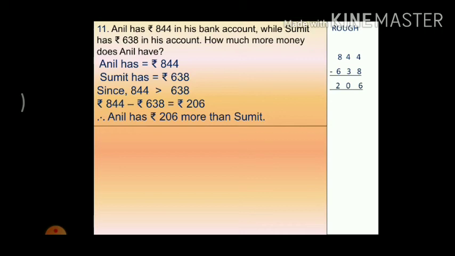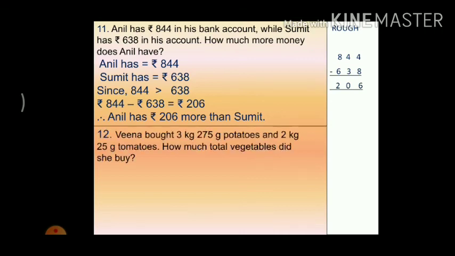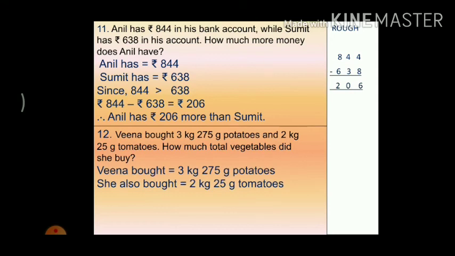Let's move on to the other question. Veena bought 3 kg 275 gram potatoes and 2 kg 25 gram tomatoes. How much total vegetables did she buy? So we will start with the statements first. Veena bought 3 kg 275 gram potatoes. She also bought 2 kg 25 gram tomatoes. Therefore, total vegetables is equals to 3 kg 275 gram plus 2 kg 25 gram.